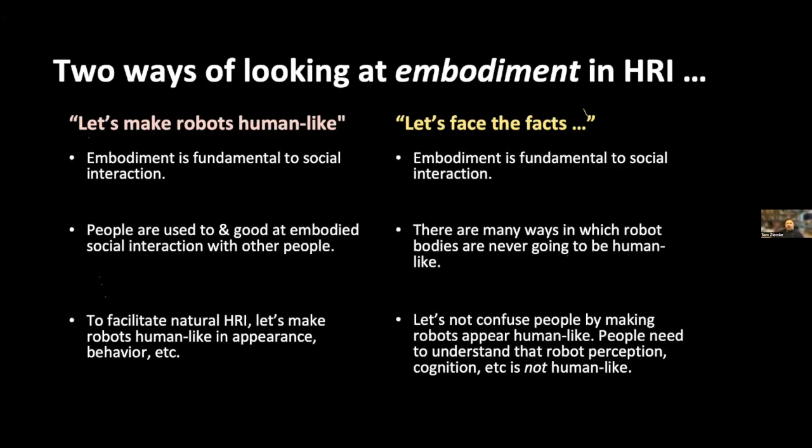Okay, so the conclusion here might be, well, we see in many experiments that people are confused about robots and humans, how much they are alike, and to what degree you can interpret robots based on what you know about humans. So the conclusion here on the right side might be, let's not confuse people by making robots appear human-like. People need to understand that robot perception, cognition, and so on is simply not human-like. So, and that's just the little point that I was trying to make, that taking embodiment seriously can be interpreted in two very different ways here, if we look at the case of human-robot interaction.